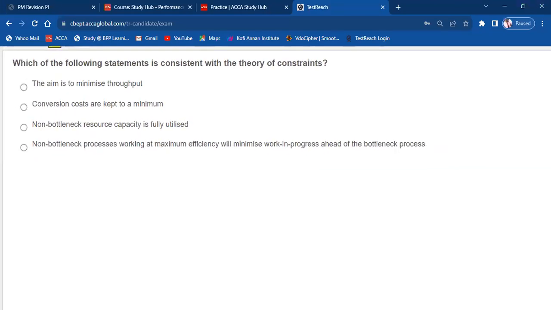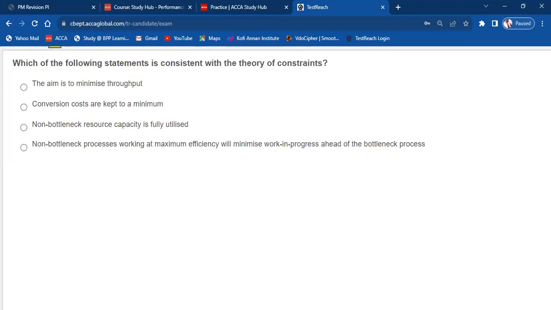Can you try to rule out things and minimize the options available to you? Exam technique. C is completely ruled out. Think about C.